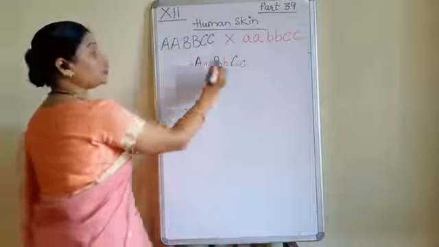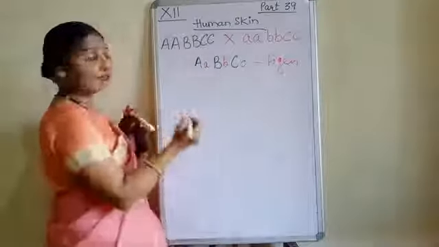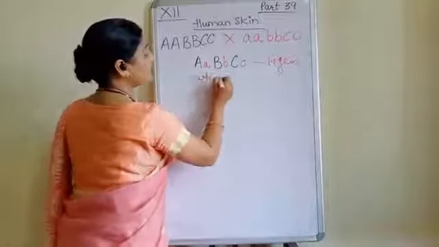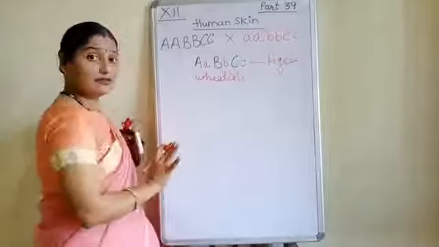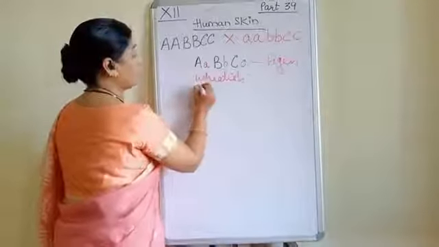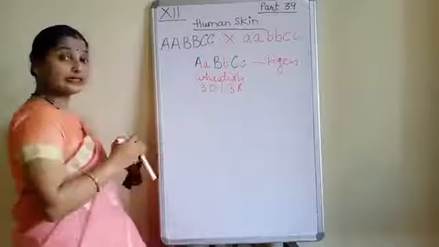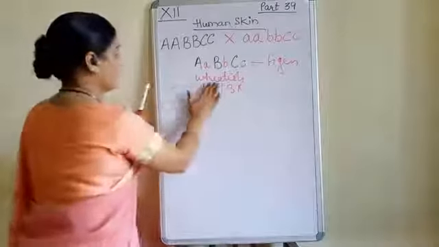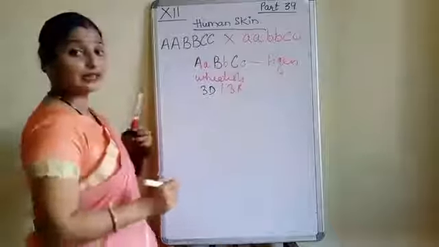Now we have to cross this F1 generation. So we can say that in F1 generation, everything will be whitish. Every person will be whitish. Their skin color will be whitish only, because here we can get 3 dominant and 3 recessive. Clear? Let me write it. 3 dominant and 3 recessive.